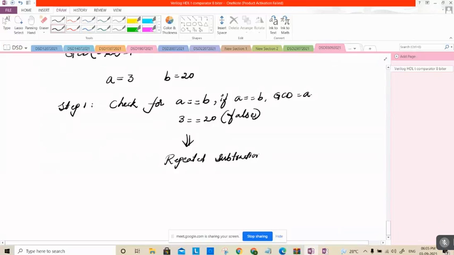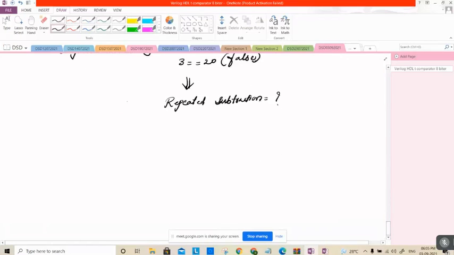Perform repeated subtraction operation. Right, now how to perform this? This is the value of A and this is the value of B. Now what is the value of A? What is the initial value of A? It is 3. Now what is the initial value of B?